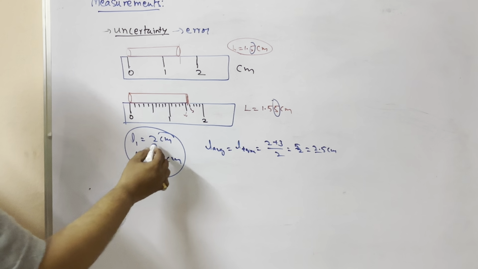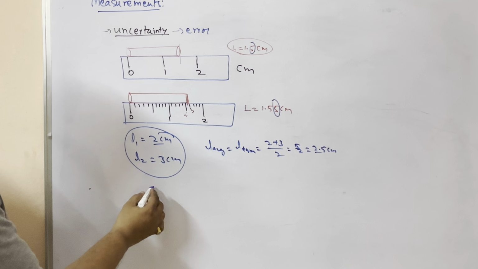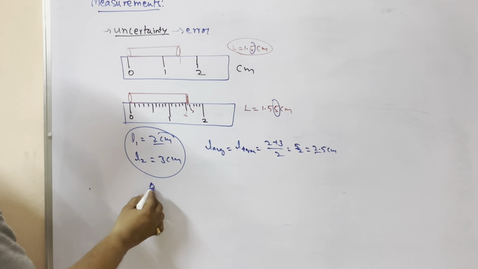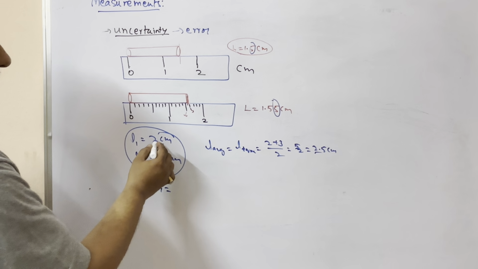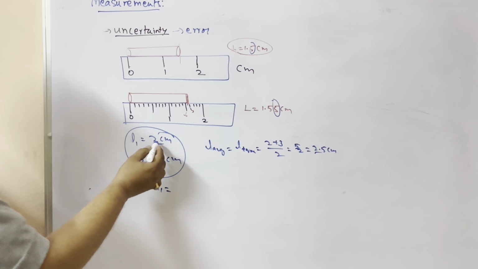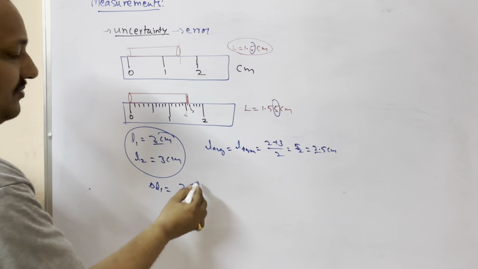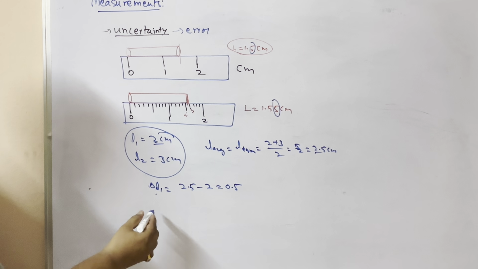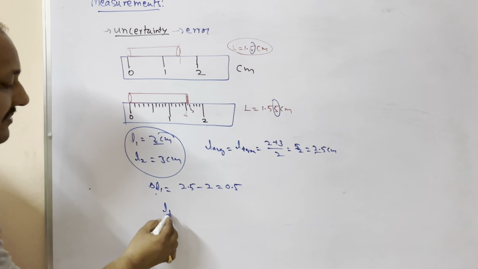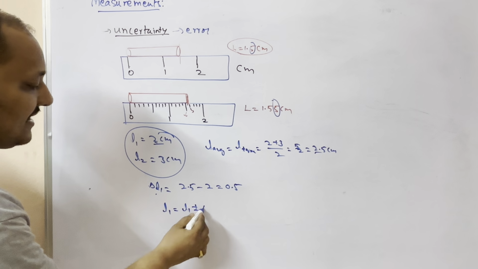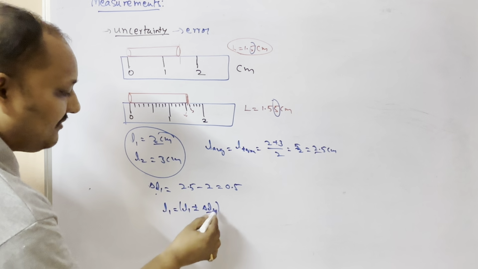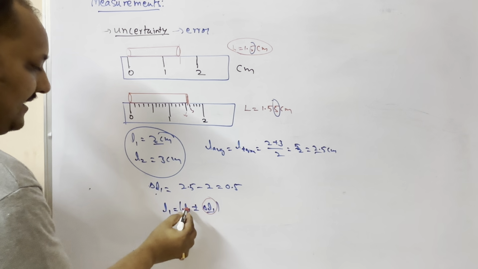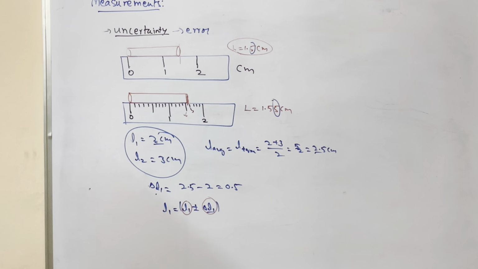Now, what is the error in 2 centimeters? Error is going to be represented like this. Delta L1 is equal to true value minus measured value. That is 2.5 minus 2, which is 0.5. The length of the object is represented as L1 is equal to L1 plus or minus delta L1. What is delta L1 here? Absolute error. L1 is the measured value.